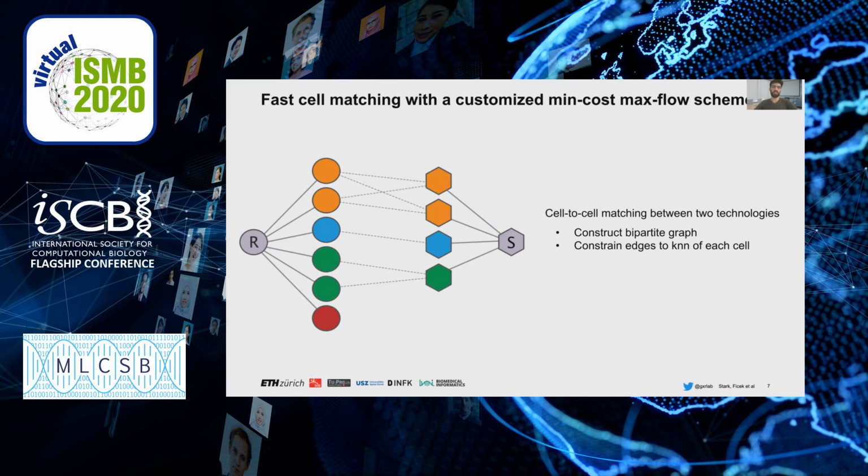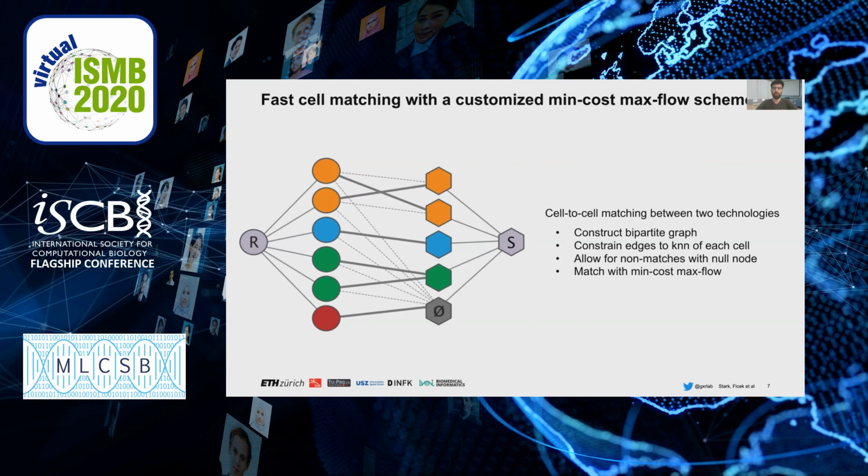To scale to large datasets, we constrain the inter-technology edges to the k-nearest neighbors of each cell. These edges are weighted by the Euclidean distance computed using the low-dimensional embeddings. Finally, to account for statistical differences in the distribution of cells between technologies, we introduce a null node to allow for unmatched cells. This node is connected to all cells in the root technology and is given a large cost and infinite capacity, allowing for but penalizing any unmatched cells. Matching is performed in the usual way, by computing the maximum flow through the graph and then minimizing the cost of this flow.